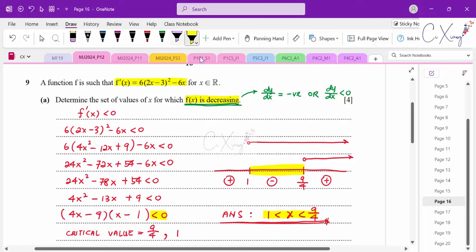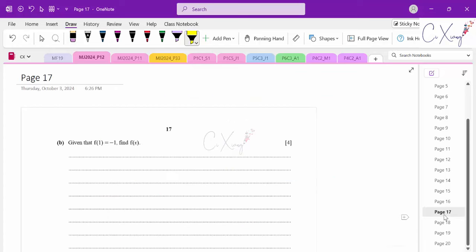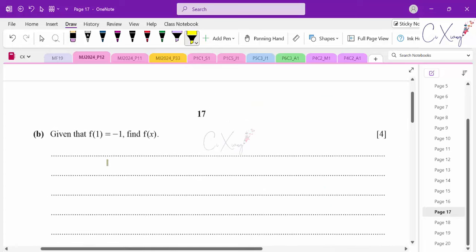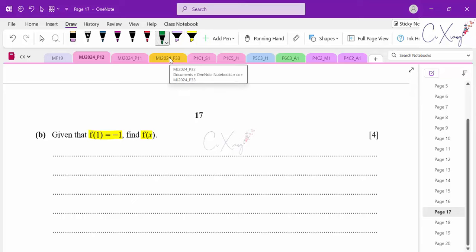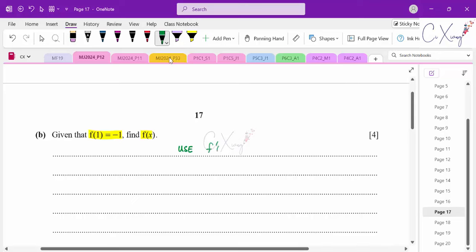Alright, so let's continue to 9b. For 9b, they are telling us that f(1) equals negative 1, find the function f(x). Okay, so what should we use now? What is the technique that we should use here? Okay, so basically, if I want to get f(x) from f prime x, I have to apply integration.